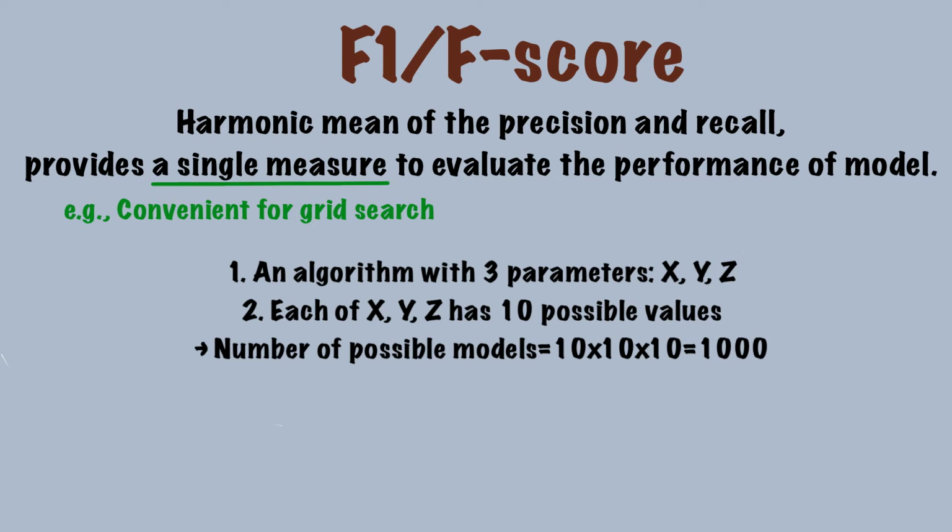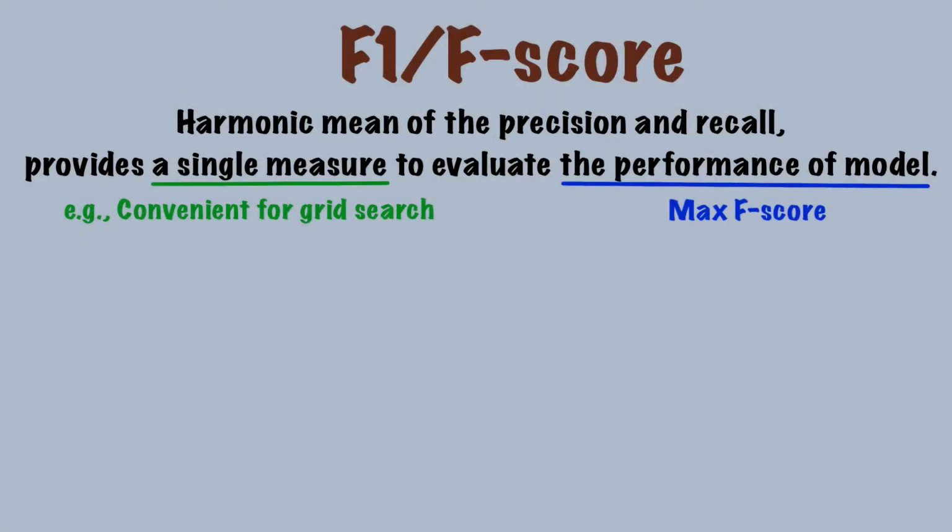To select the best model out of them, we need to do the grid search. And intuitively, it's much easier to compare just one number than two numbers when you have a huge number of models. Next, when we evaluate the performance of model, we want to maximize F1 score. It's because recall is a measure of completeness, precision is a measure of exactness, and F1 score is the harmonic mean of recall and precision. We would like a model to be more complete and more exact, so we want F1 score to be higher.